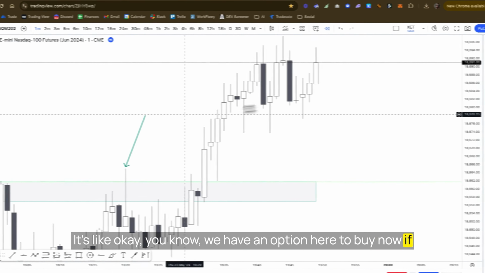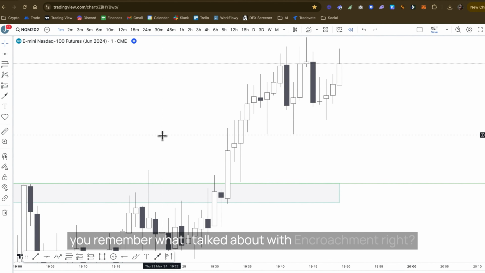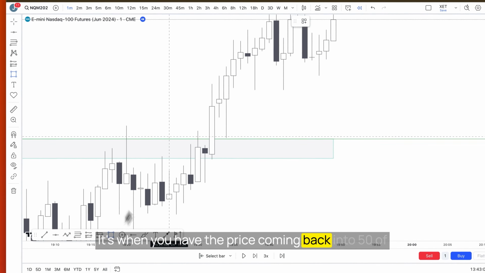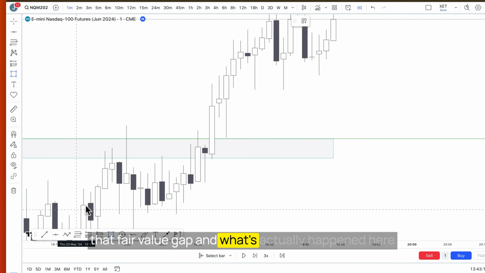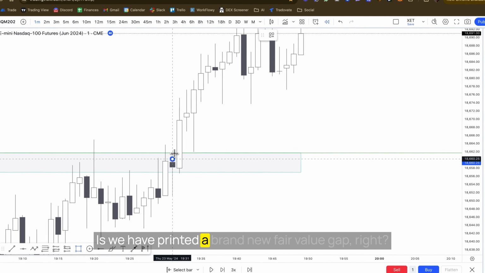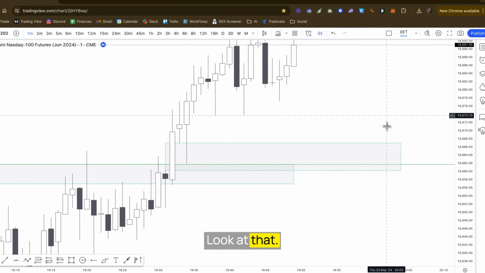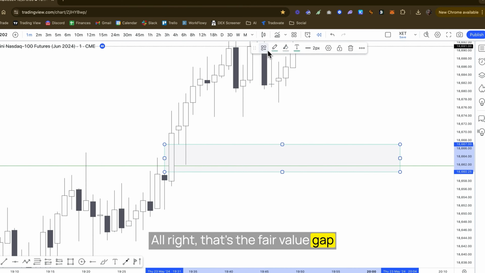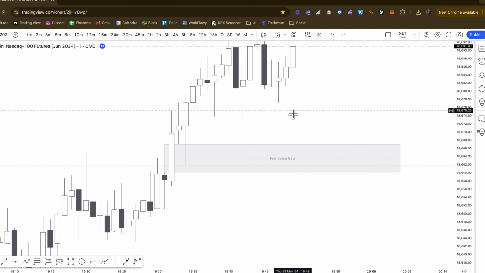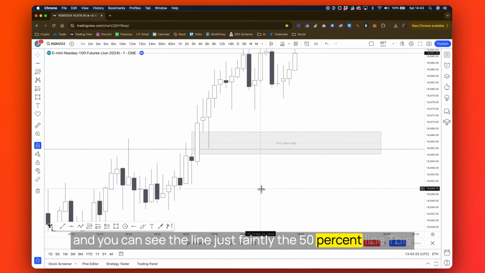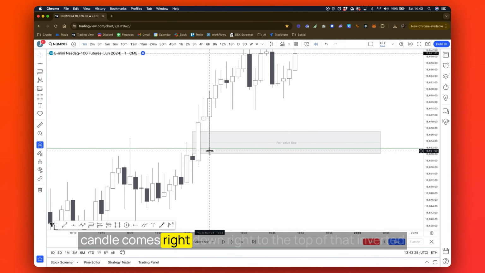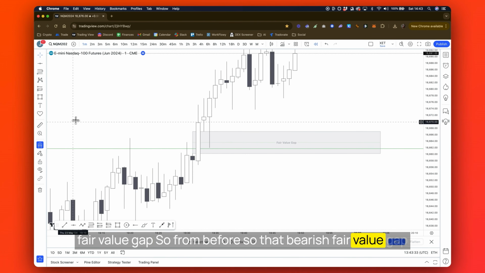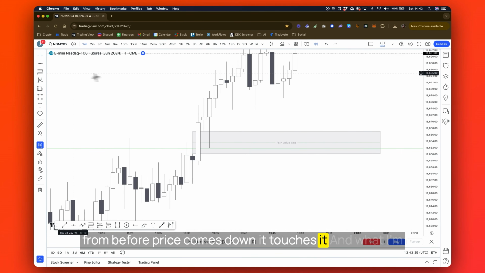Now, if you remember what I talked about with encroachment, right? It's when you have the price coming back into 50% of that fair value gap. And what's actually happened here is we have printed a brand new fair value gap, right? Look at that. We've got a fair value gap here. Let's get rid of that. All right, that's the fair value gap. And you can see the line just faintly, the 50% line. This candle comes right down, right to the top of that inverted fair value gap. So from before, that bearish fair value gap from before, price comes down and it touches it.